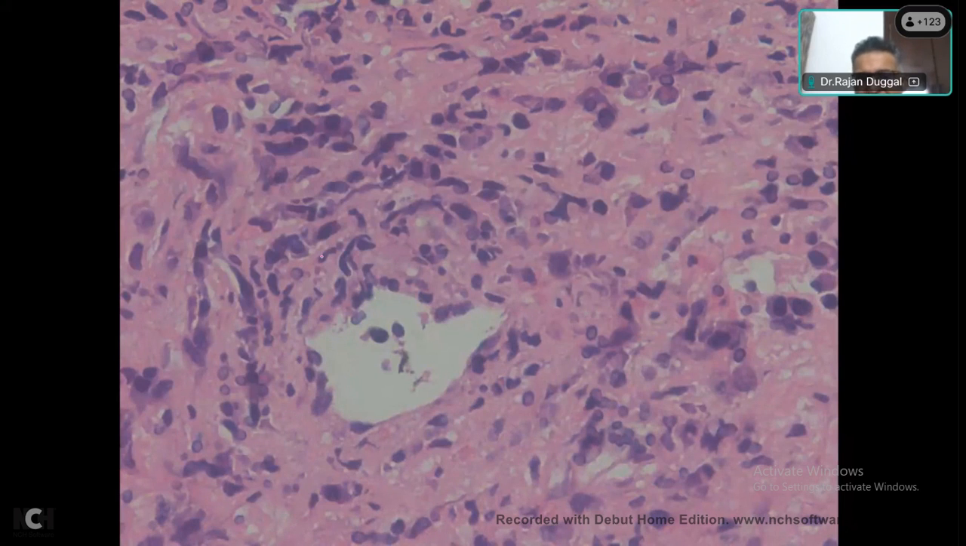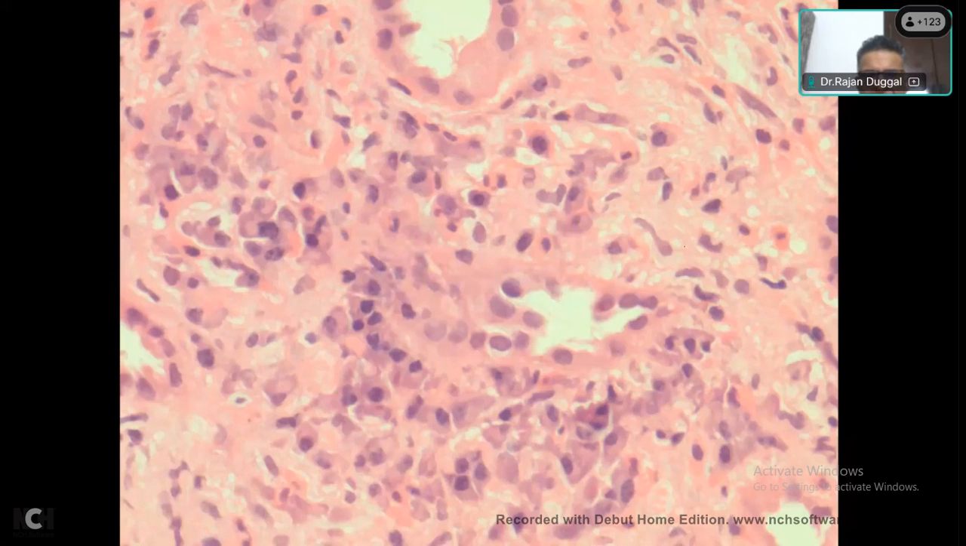This is a vessel, and the inflammation is also extending into the veins or vessels. So this is called phlebitis. Okay. So there is a lot of interstitial fibrosis. There are a lot of plasma cells. There are few scattered eosinophils also. And there is phlebitis. You can see all these sheets of plasma cells, scattered eosinophils, and fibroblastic cells.